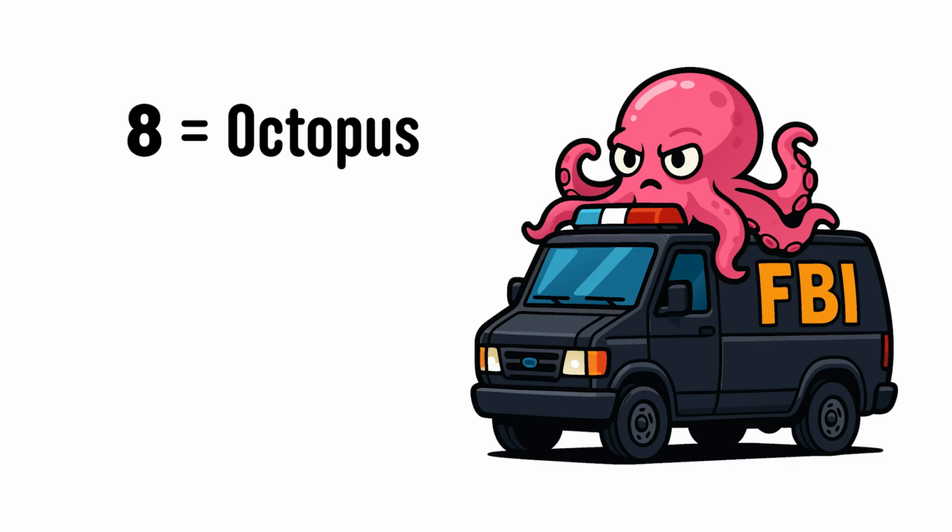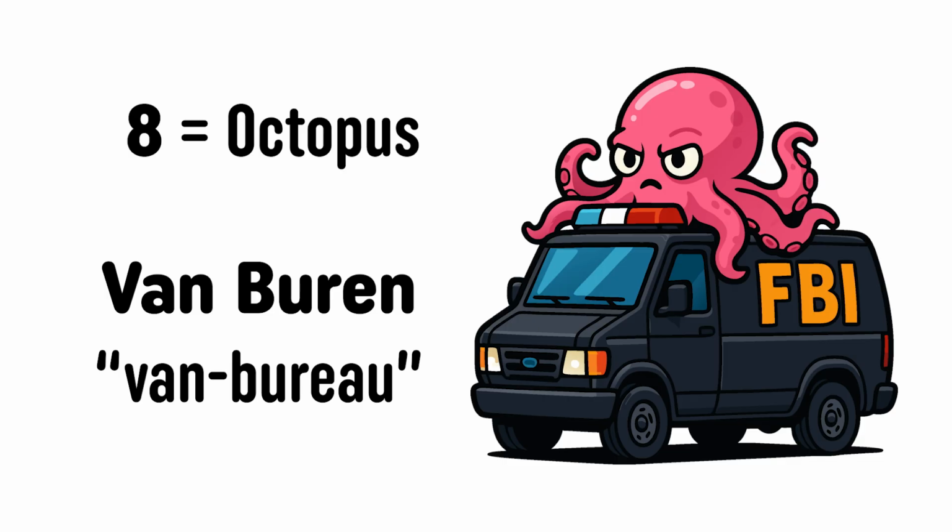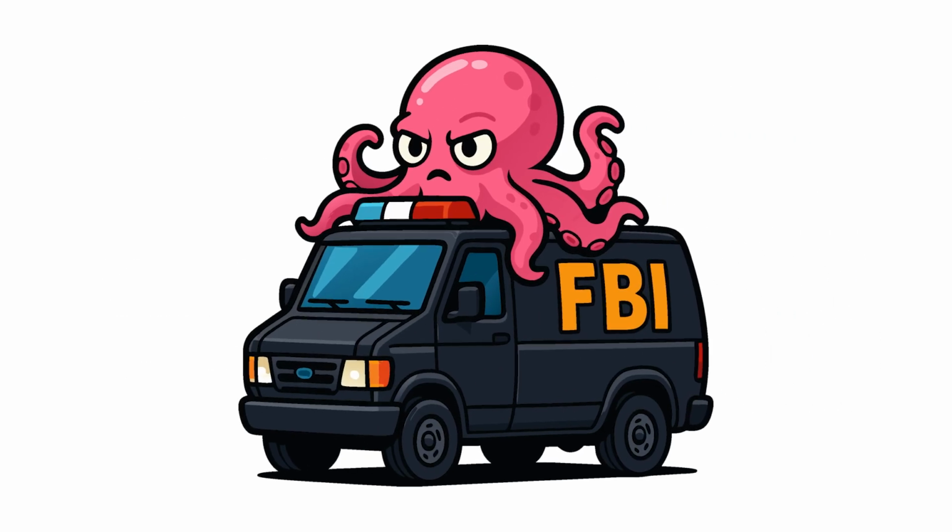Next, we have to convert the name Van Buren into a picture. Van Buren can be broken down into van, like a cargo van, and bureau, like the Federal Bureau of Investigations, or FBI for short. If we picture an FBI van with an octopus riding on top, we will forever remember that Martin Van Buren was the 8th president. This image will be burned into your mind forever, every time you think of Martin Van Buren.